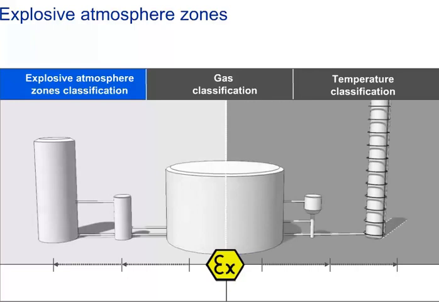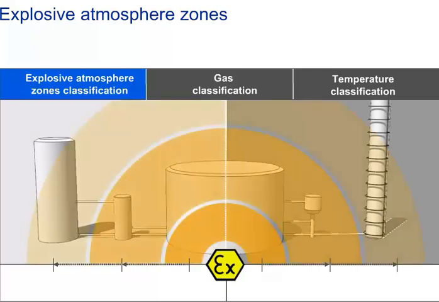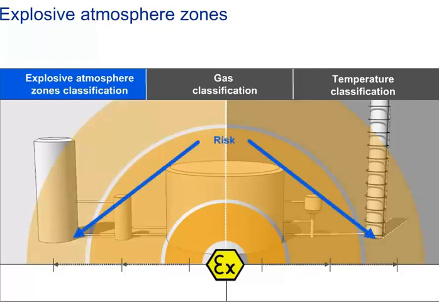The first classification defines the zones. The action taken to avoid an effective ignition source depends on the likelihood of an explosive atmosphere occurring in areas in which an electrical facility is operating. As a result, these areas are split into zones depending on the level of risk.